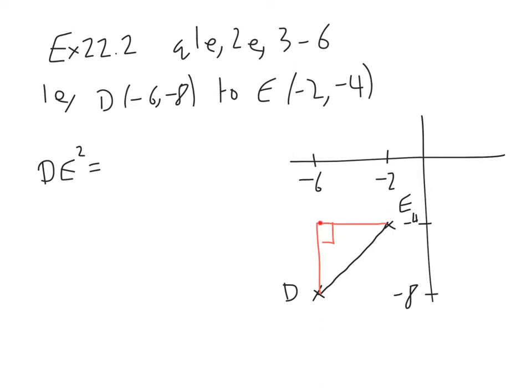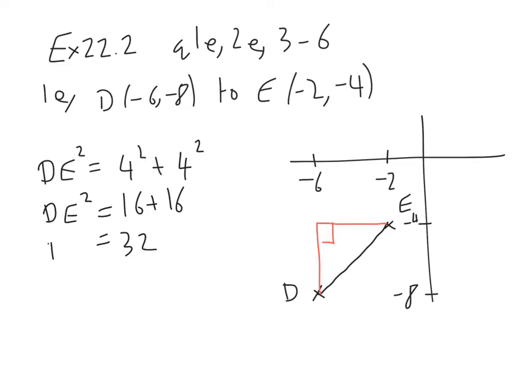So the shorter side, this one here, is from -6 to -2, which is a distance of 4. So that would be 4 squared. And the other short side runs from -4 to -8, so its distance is also 4. So we get then that DE squared is 16 plus 16, which is 32. So DE is the square root of 32, and that gives 5.66 to 2 decimal places.